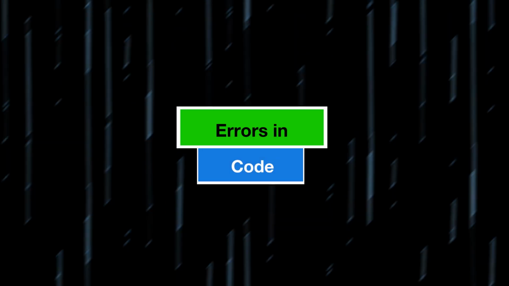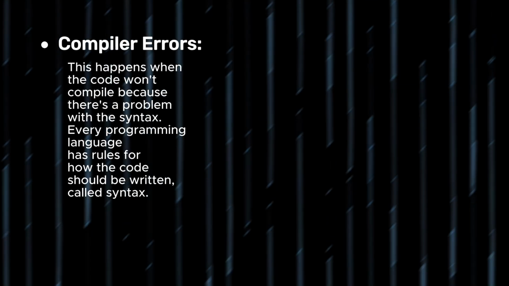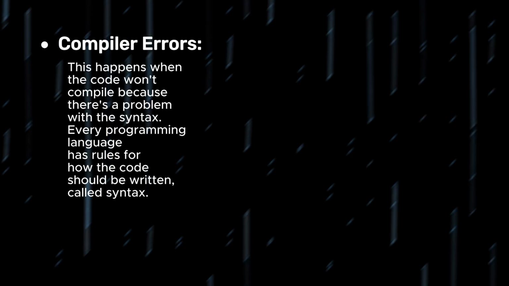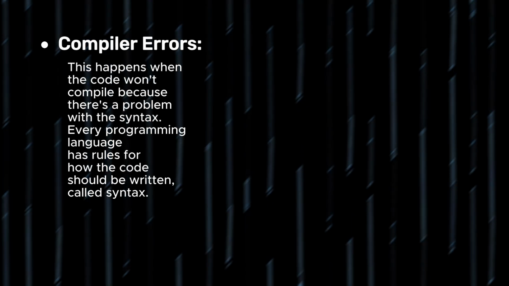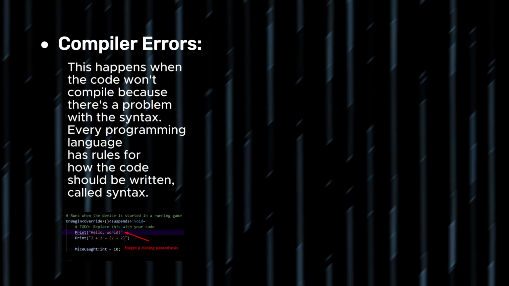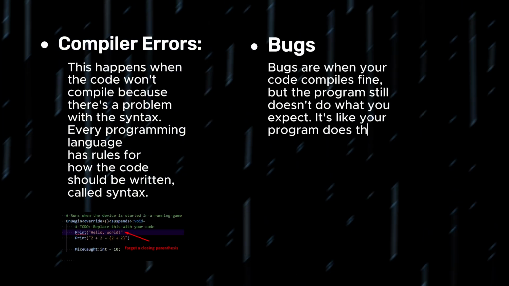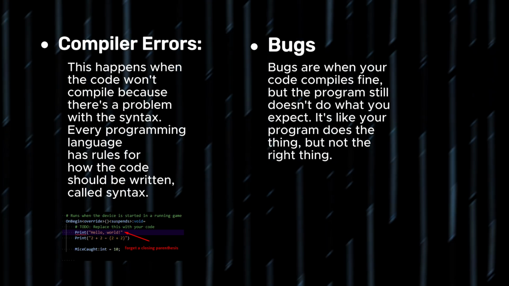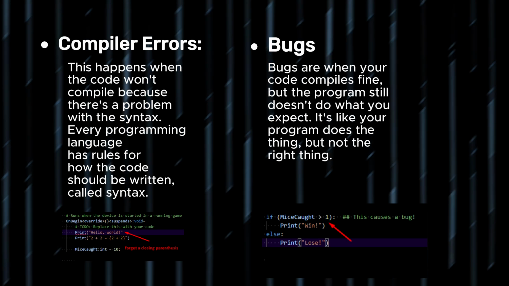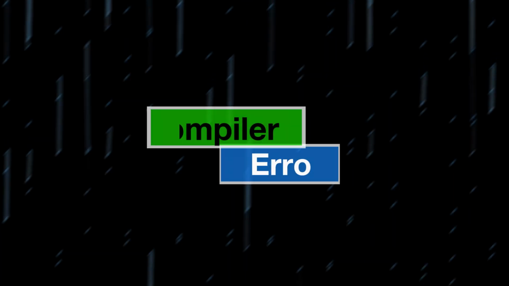Errors in code. Errors show up in two main ways. 1. Compiler errors. This happens when the code won't compile because there's a problem with the syntax. Every programming language has rules for how the code should be written, called syntax. 2. Bugs. Bugs are when your code compiles fine, but the program still doesn't do what you expect. It's like your program does the thing, but not the right thing.